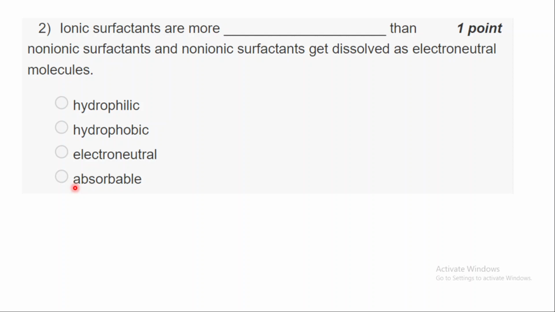Come on, try to think. You can mention your answer in the chat box. You can type the answer, or you can just type option A, B, C, D, whichever you think is the correct answer for this question. I encourage all the participants at least to brainstorm the question and try to find the answer. I know these are not very difficult questions. You can pinpoint the correct answer. Ionic surfactants are more dash than non-ionic surfactants, and non-ionic surfactants get dissolved as electroneutral molecules. Let's wait. I'll wait for a few minutes for some answers. Students, please try to answer.